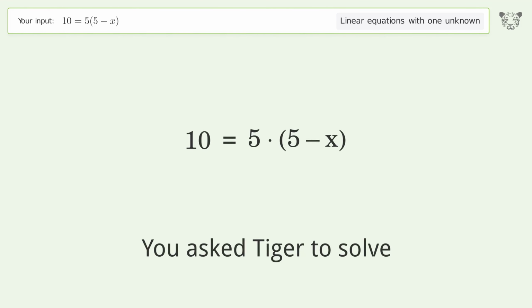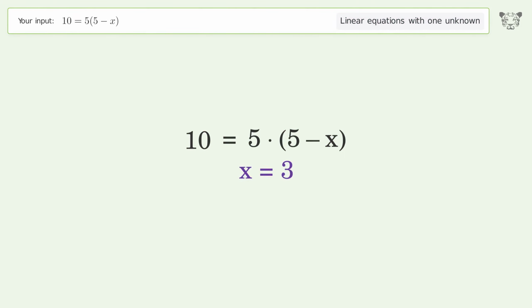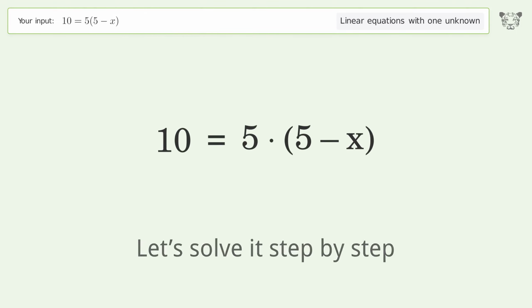You ask Tiger to solve this. It deals with linear equations with one unknown. The final result is x equals 3. Let's solve it step by step.